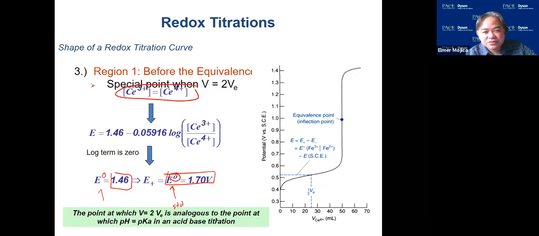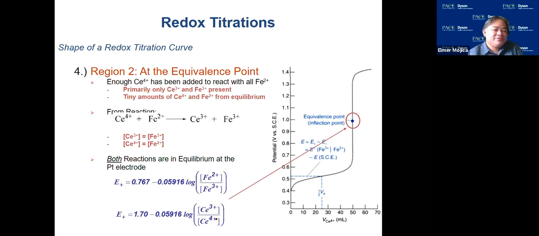So those are the ones before the equivalence point, wherein you get the potential of each of the species that you have. What happened at the equivalence point?